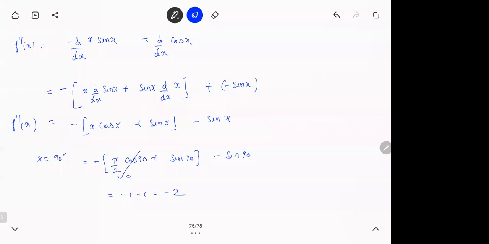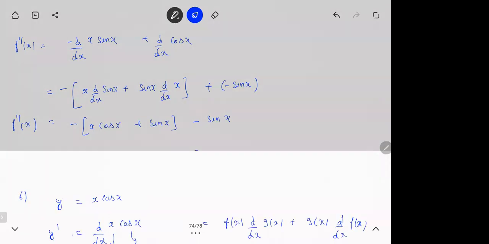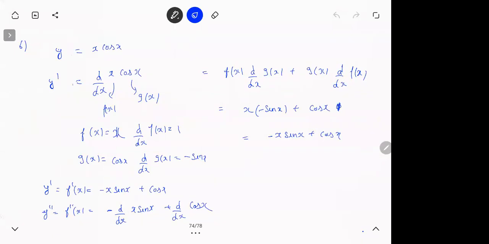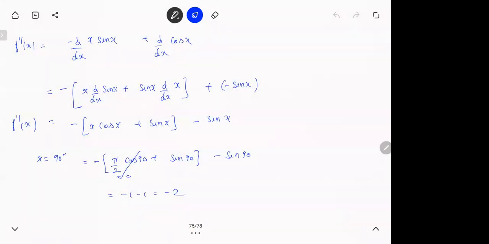Clear with this? Lengthy, but it's an easy question. There's a difference between a lengthy question and a tough question. You differentiate it the first time, and whatever you get, differentiate again. So if you see, we used the f of x into g of x formula twice, and then in the end substitute whatever is the value given. Right? Any doubts on this particular thing, ask me.